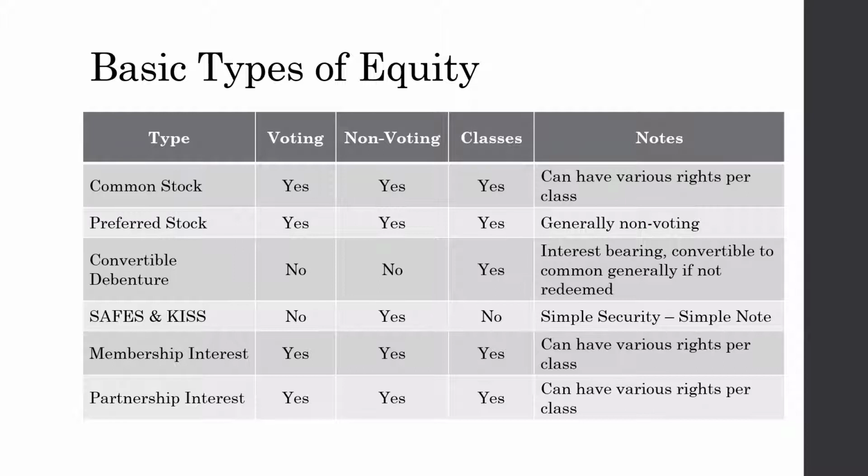Convertible debentures are generally interest-bearing debt instruments that are convertible to common shares. SAFEs and KISS instruments are simplified notes that are convertible to shares at a discount. These generally bear interest. They may or may not have a cap on the future value of the stock. SAFE means a simple agreement for future equity, and KISS means keep it simple security. These may not be recorded as debt on the balance sheet. A membership interest is in use in partnerships and LLCs and operates much like shares for our purposes here.